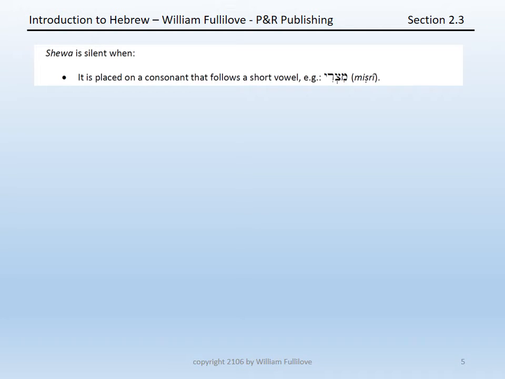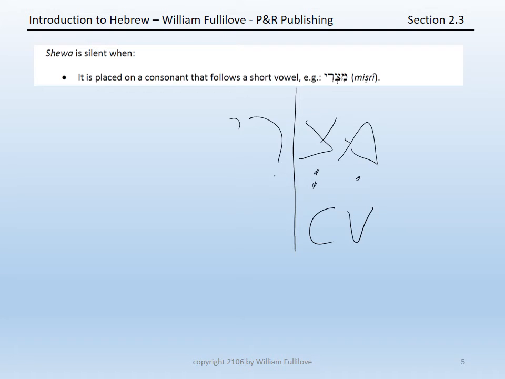On the other hand, a schwa will be silent in the following circumstances. First, when it is placed on a consonant that follows a short vowel. Hebrew, mitz're is a two-syllable word. The vowel under the mem, the hirek, is short, and the schwa that follows it is therefore silent. Mitz, re. The first syllable then is a closed syllable, consonant, vowel, consonant.